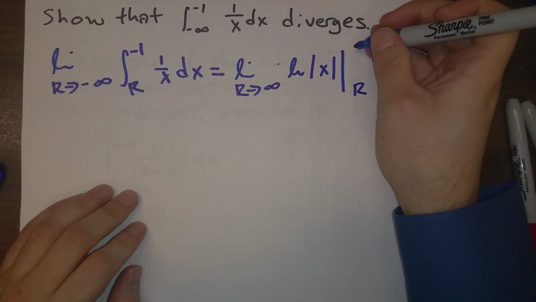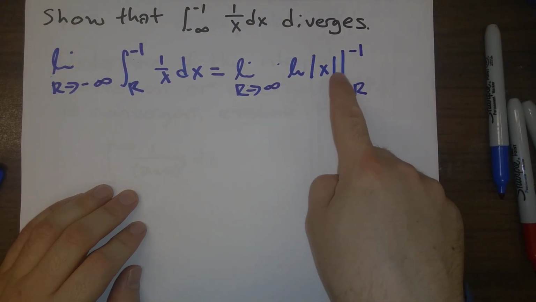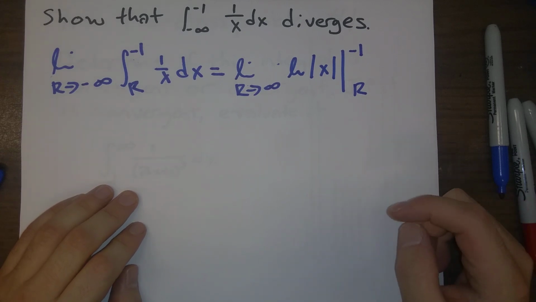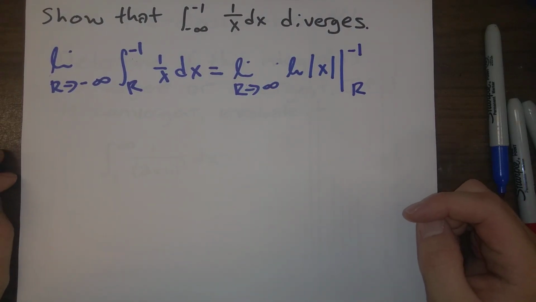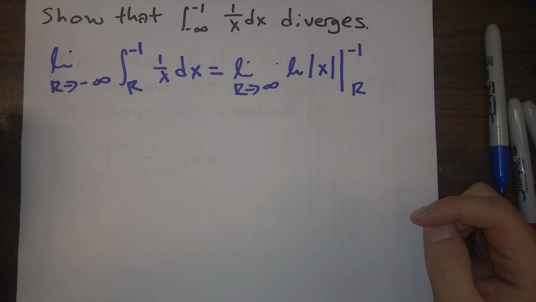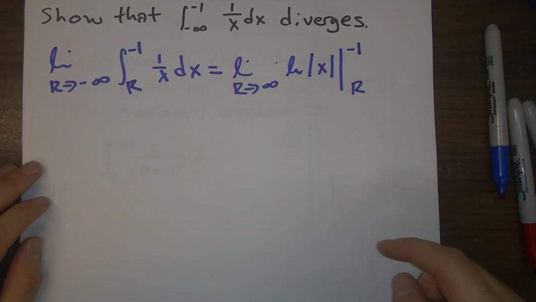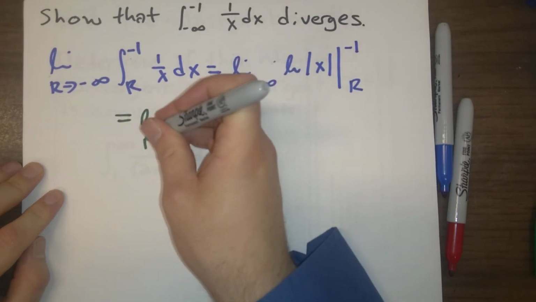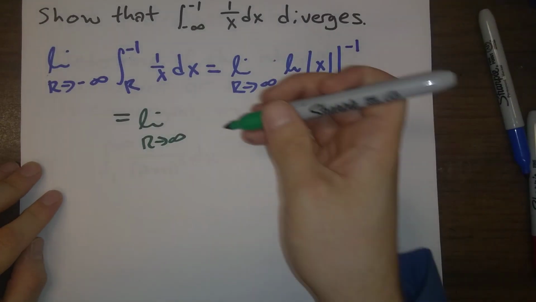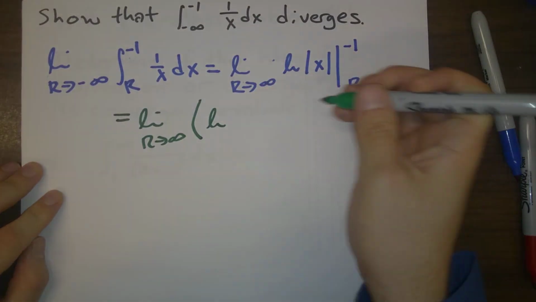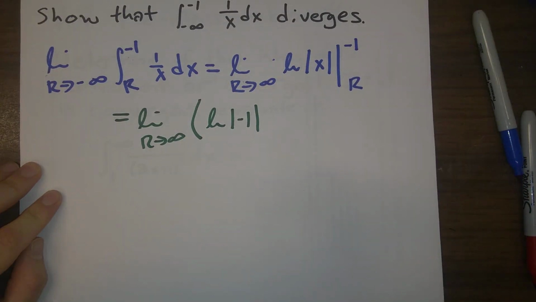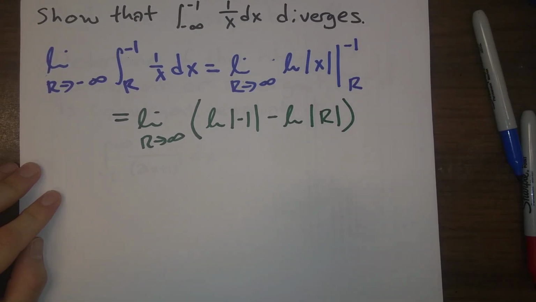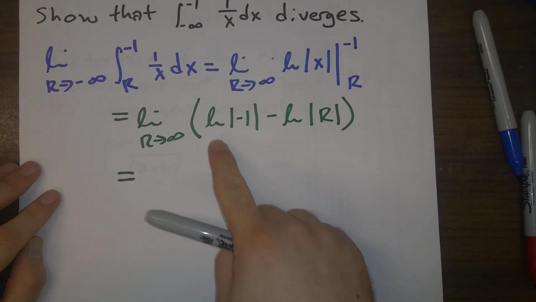It's going to be really important for us to remember the absolute value, because here the values that we're plugging in are going to be negative values of x, and we can't take the natural log of negative values of x. We can only take natural log of positive values of x, so we need that absolute value sign in there. Okay, what do we have? The limit as r goes to minus infinity. We need to keep copying that limit of natural log of absolute value of minus 1 minus the natural log absolute value of r. Okay, so what is going on here?